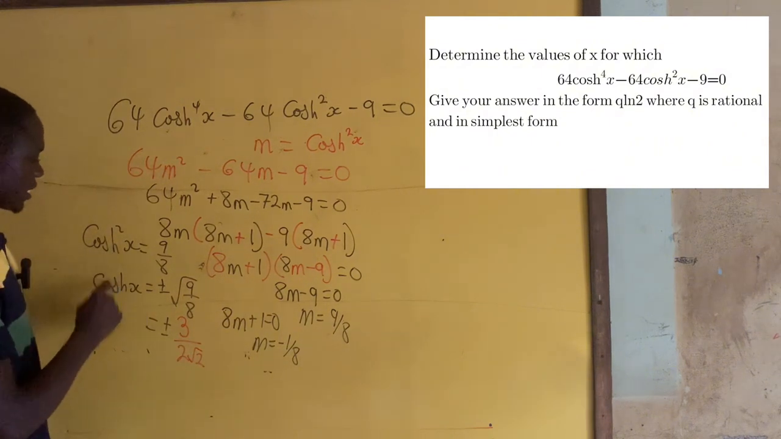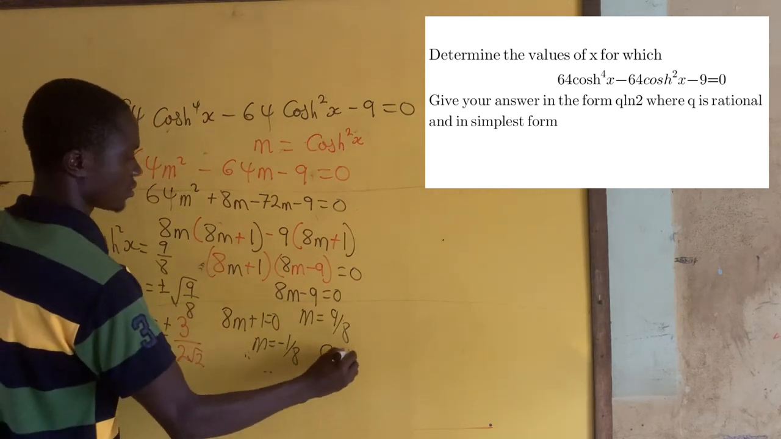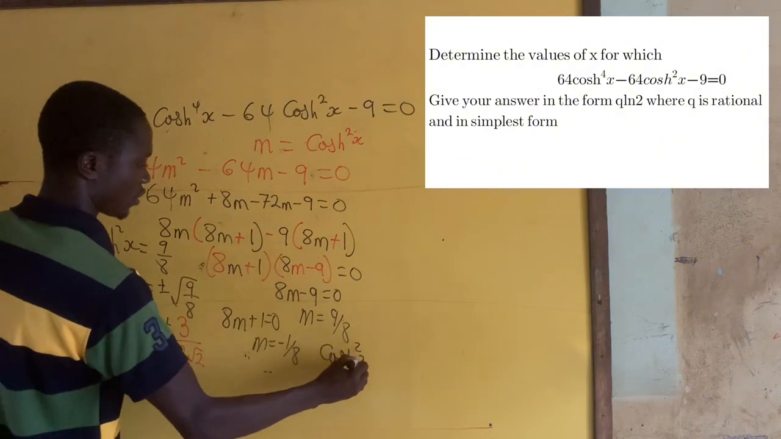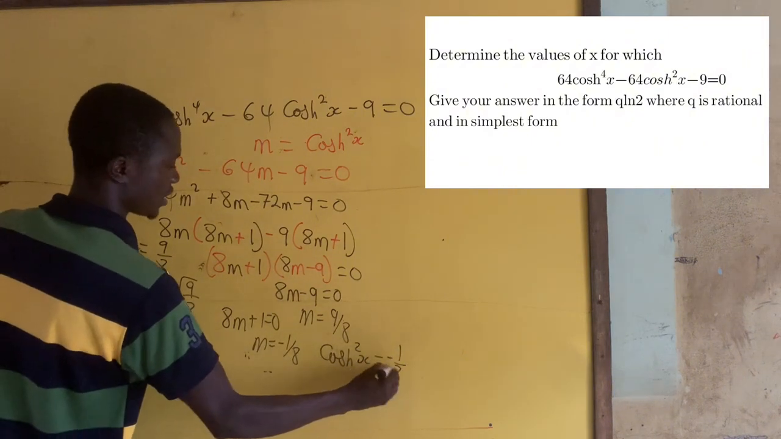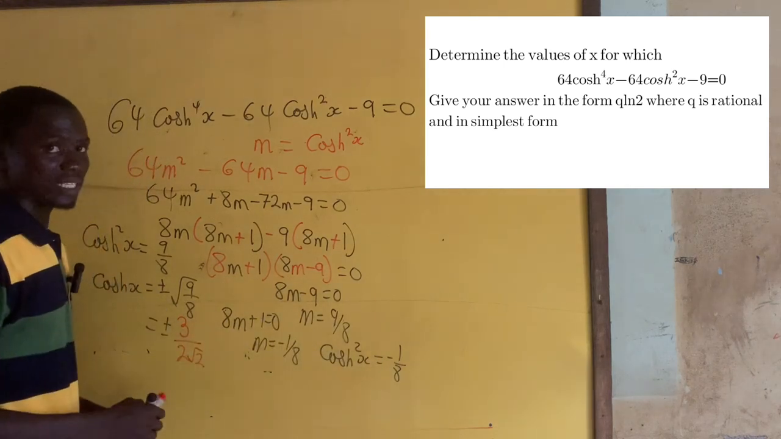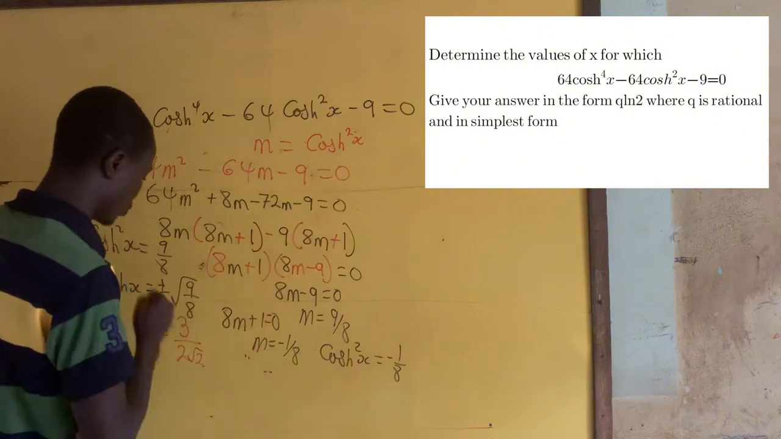And then we take cos squared of x equals negative 1 on 8. Now, if we take square root, this will give us a complex number. So this one will not give us any real solution. So let's ignore this one.